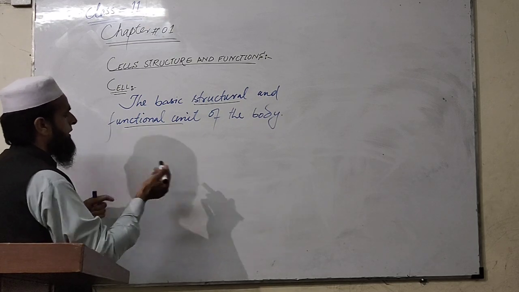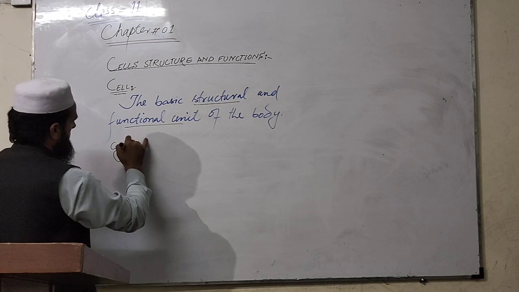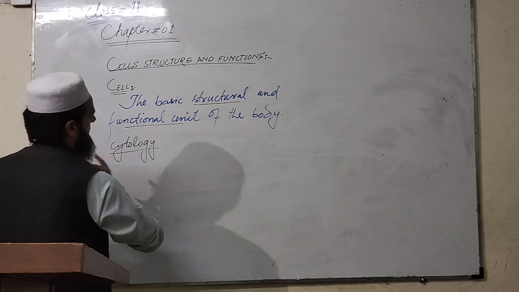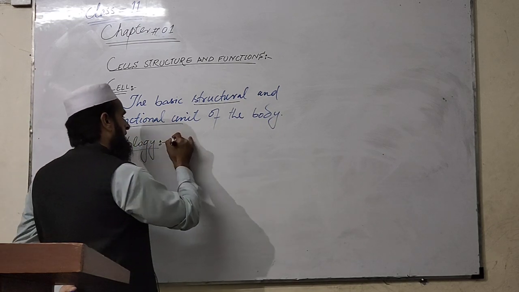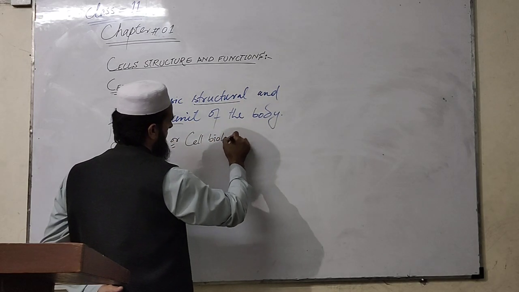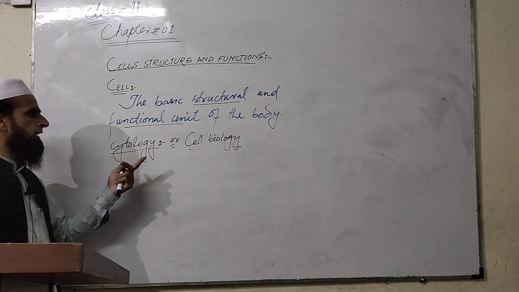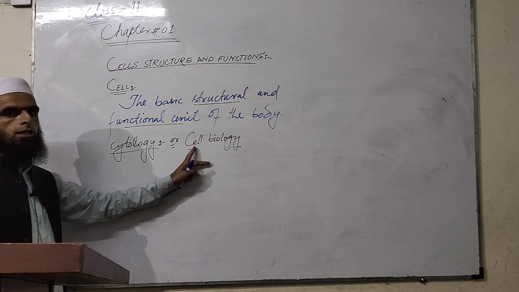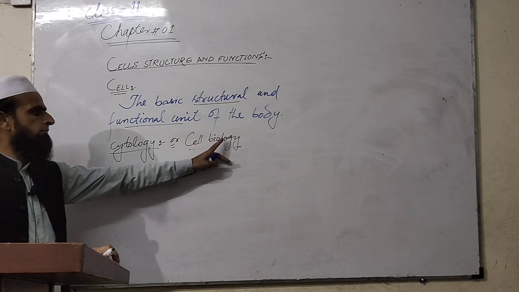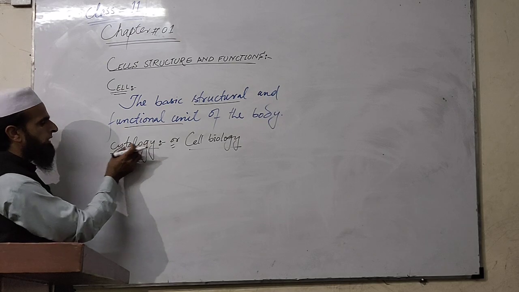So before going into further explanation of the cell, we have to discuss cytology or cell biology in a little detail. This branch may also be called cell biology. Cell biology means biology of the cell, the study of cells of the living organism. Bio means living organism, logos means study. Or you can say cytology: cyto means cell, logos means study, study of the cell.